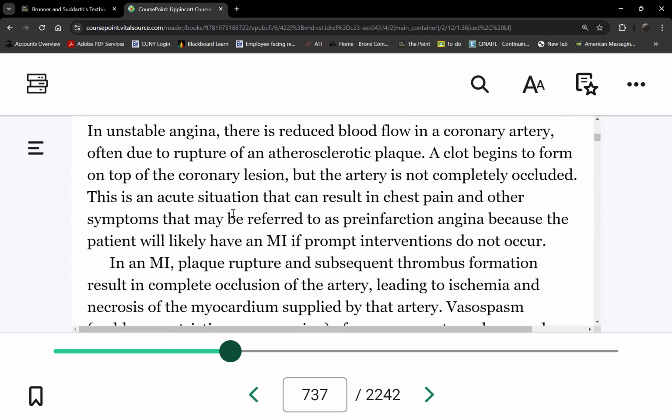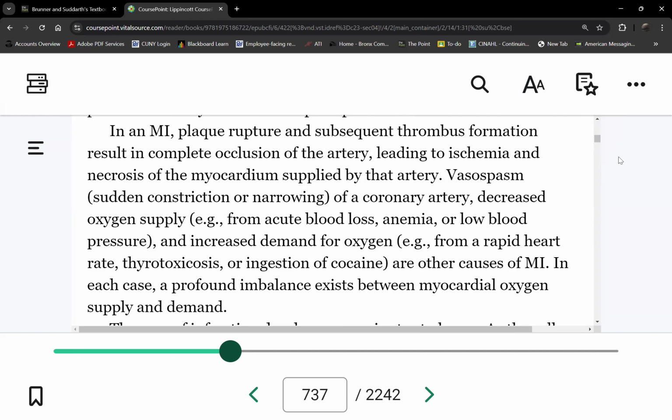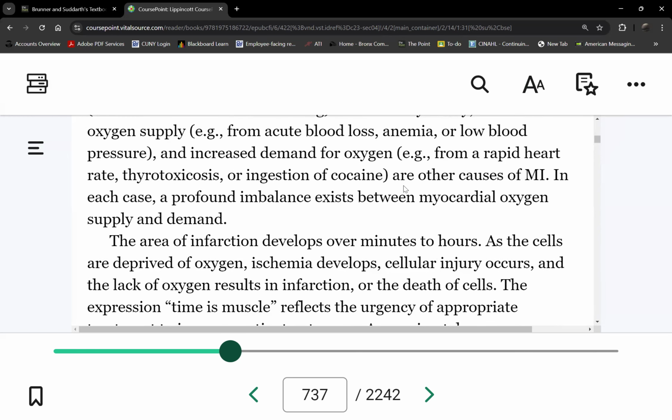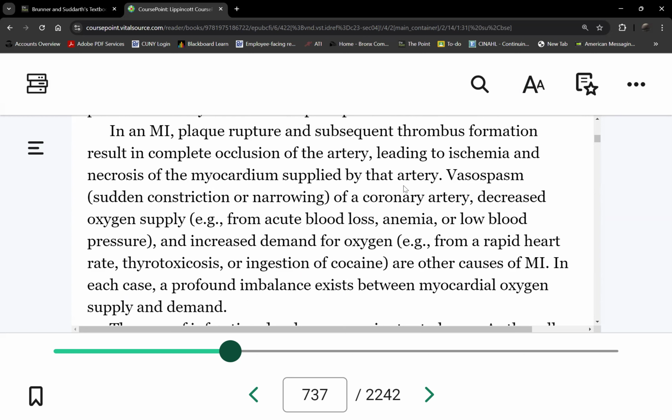So MI, same thing. There is plaque rupture and then thrombus formation. Now there is complete occlusion of the artery. So of course, what will happen to the myocardial tissue? It will die. Now, how much of it dies is the difference between NSTEMI and STEMI. I repeat, how much of the myocardium died is what separates NSTEMI from STEMI.